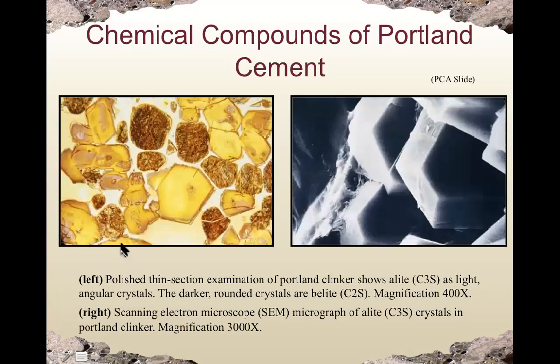Right. So this is an actual picture of clinker using a scanning electron microscope. B-lite, which is C2S, is the darker rounded crystals like this, and C3S is light color with angular shape. Again, everything in between is a mixture of C3A and C4AF. The picture on the right shows a scanning electron microscope image of A-lite. So these are the angular shape crystals.